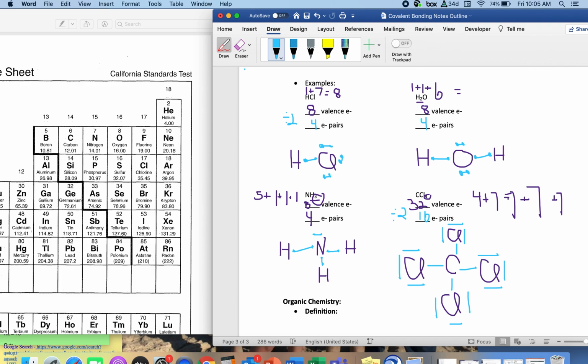So we're going to talk about organic chemistry next, which is going to be the bulk of what we talk about for the rest of this unit.